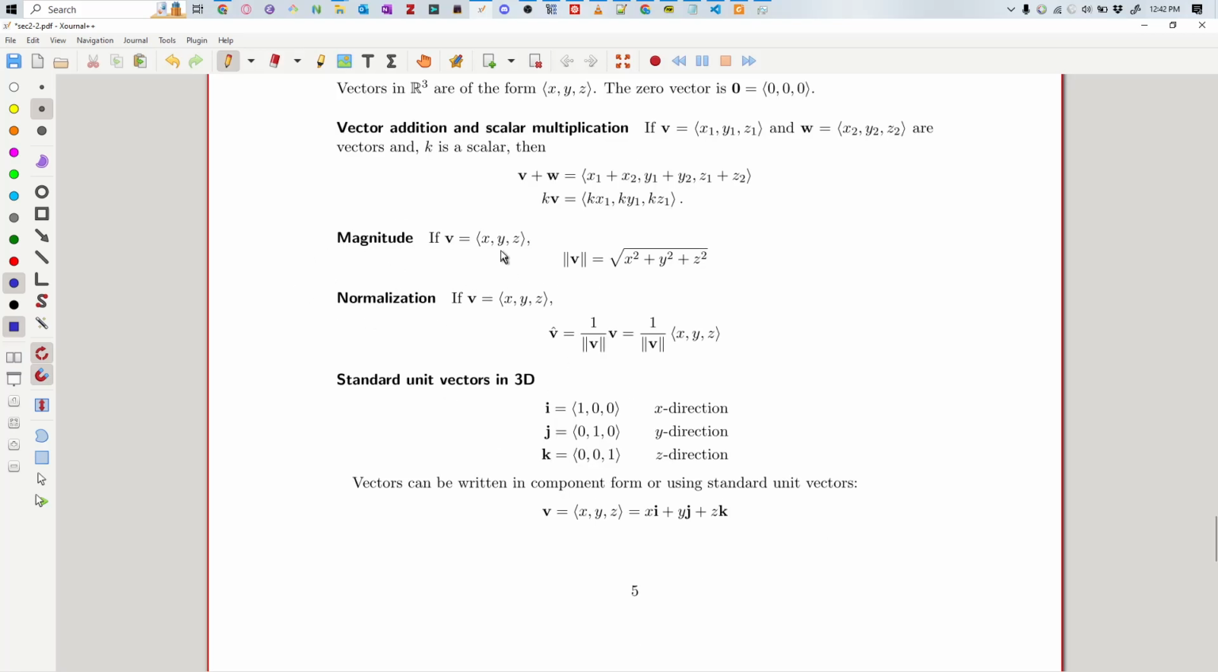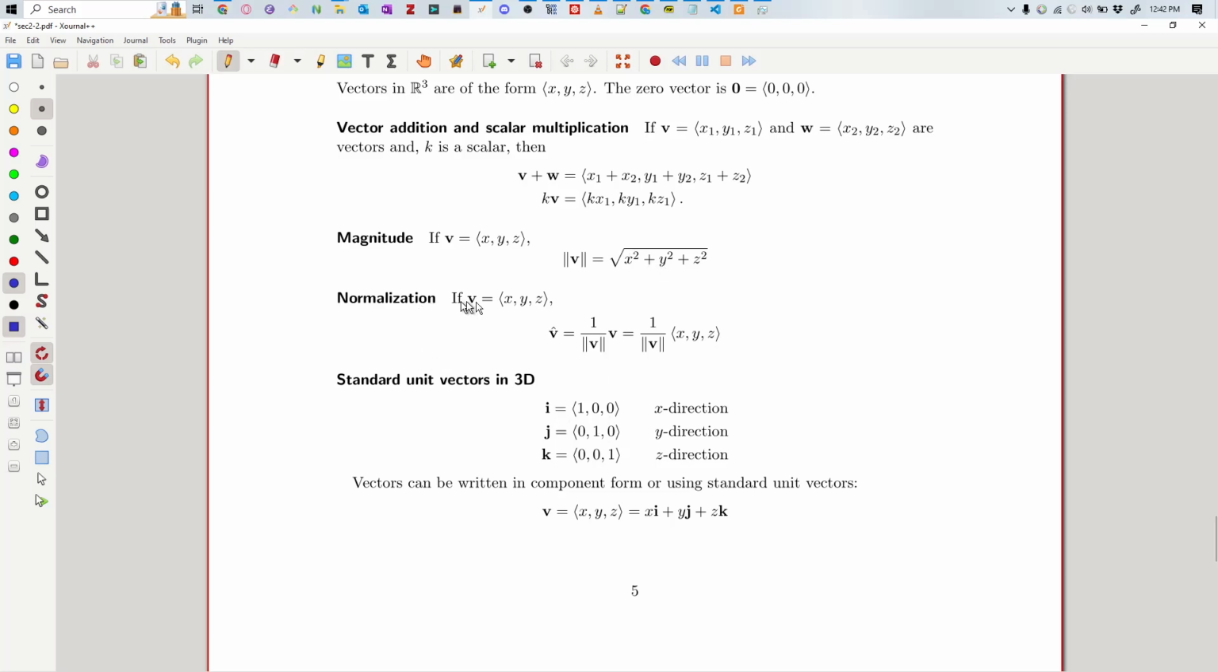For magnitude, well, it's the distance formula. It's the distance from the associated point to the origin. So it would just be the components squared, summed, and then take the radical.